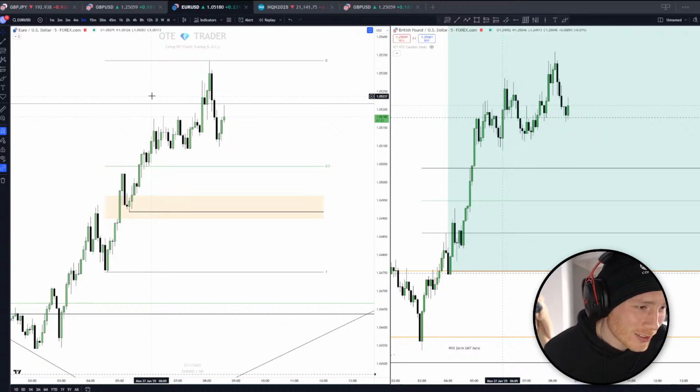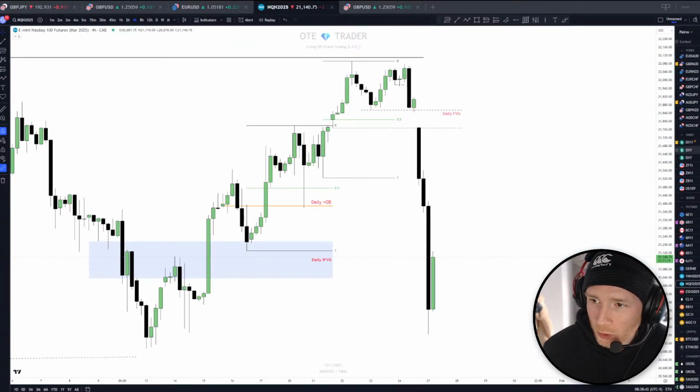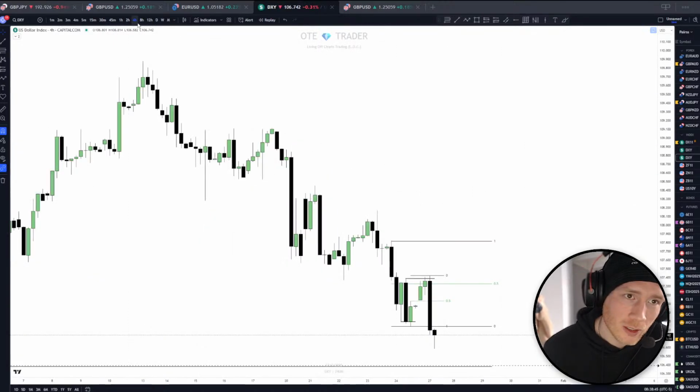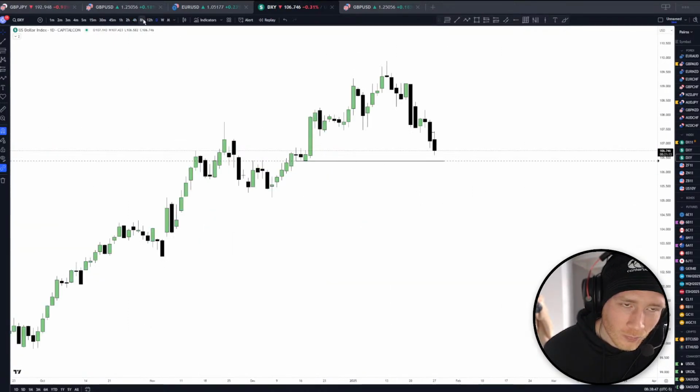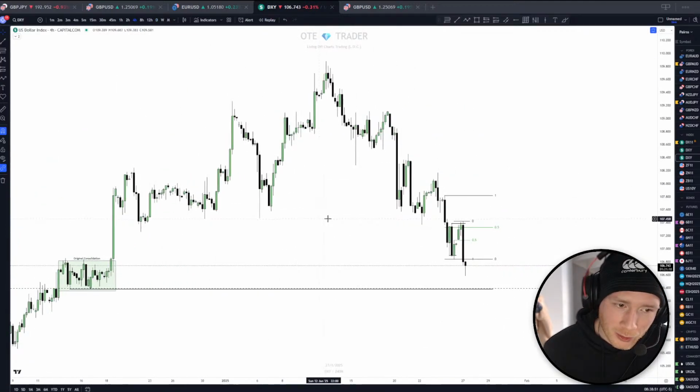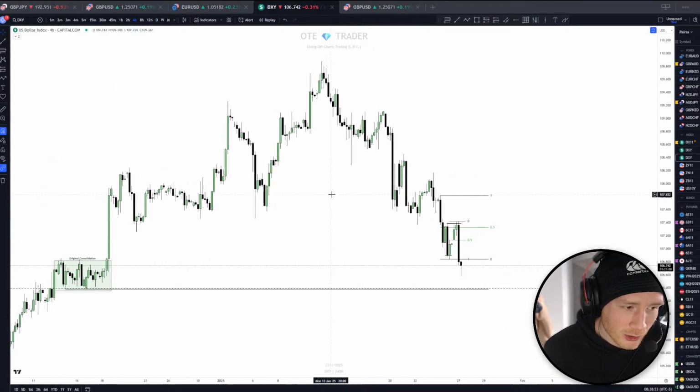What's my DXY daily weekly bias? Well, if I'm looking for Euro USD longs and GBP USD longs, where do you think I think DXY is going? If you can answer this, you know where I'm looking for.